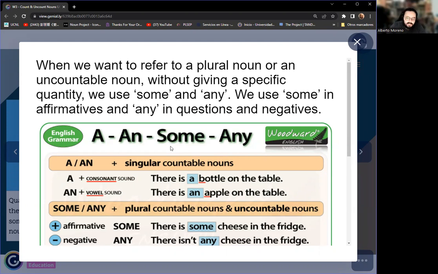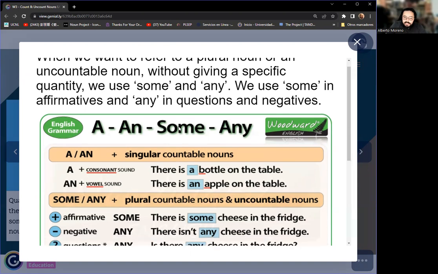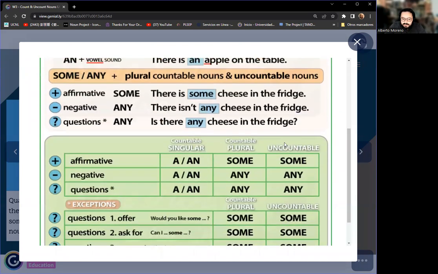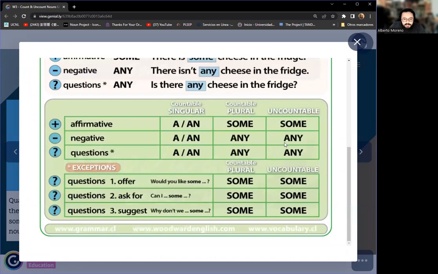Any también funciona con sustantivos contables y no contables, pero some solamente se puede utilizar con oraciones afirmativas cuando estamos confirmando algo, mientras que any solamente se utiliza con preguntas y con oraciones negativas. ¿Ok? Y esto es importante: some, oraciones afirmativas; any, preguntas y oraciones negativas. ¿Existen excepciones a la regla?